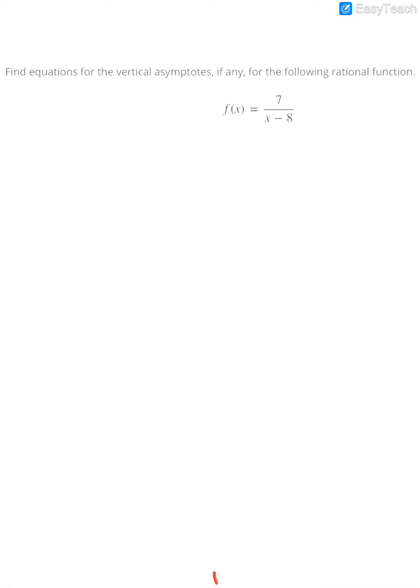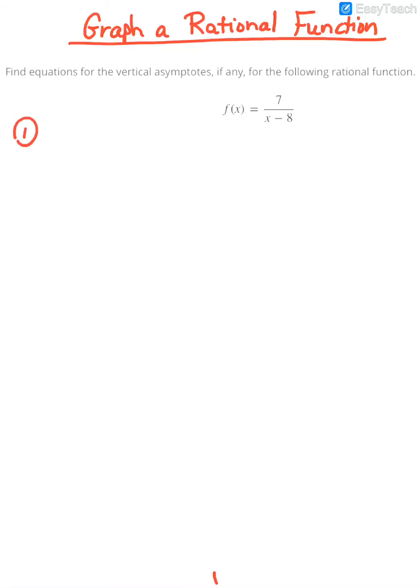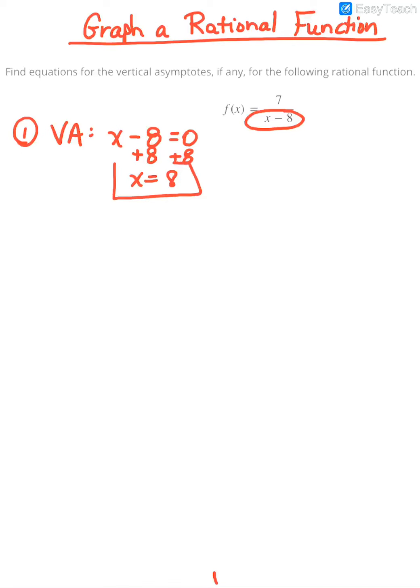In this video, we are going to learn how to graph a rational function. So the first thing that we need to do is to find the asymptotes. We'll start with our vertical asymptotes. And vertical asymptotes come from values of x that make the denominator equal to 0. So we'll set the bottom of the fraction equal to 0. And we will solve so that we have a vertical asymptote of x equals 8.